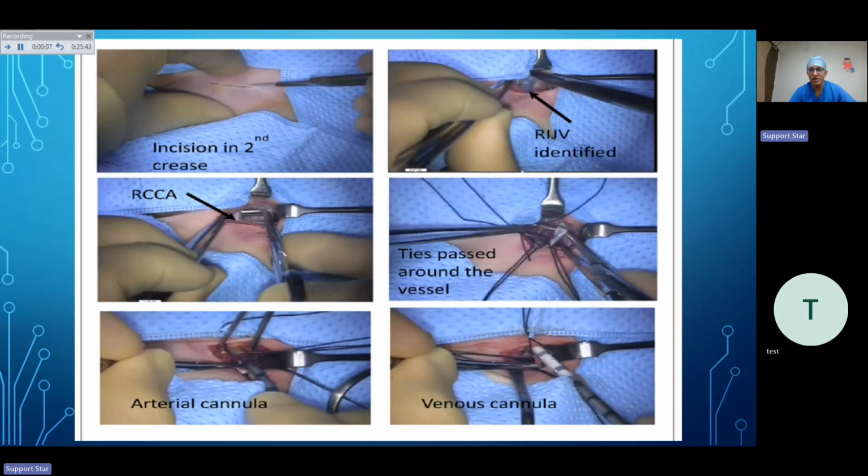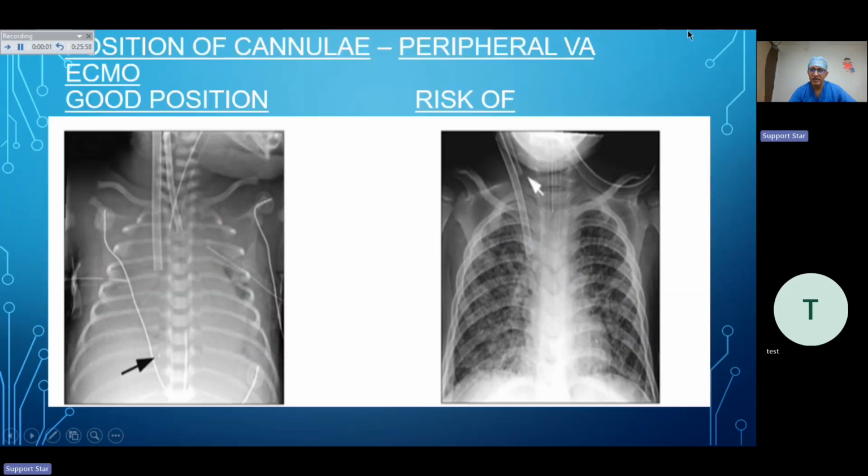Usually it's done by the surgeon. It's an open technique. They pass the loops proximally and distally so that they can control the vessels, and then they directly open the vessel on the anterior side and pass the cannulae, which you can see in the last part. Once the cannulae are secured, you have to mark them. You have to check the position of the cannulae in the X-ray.